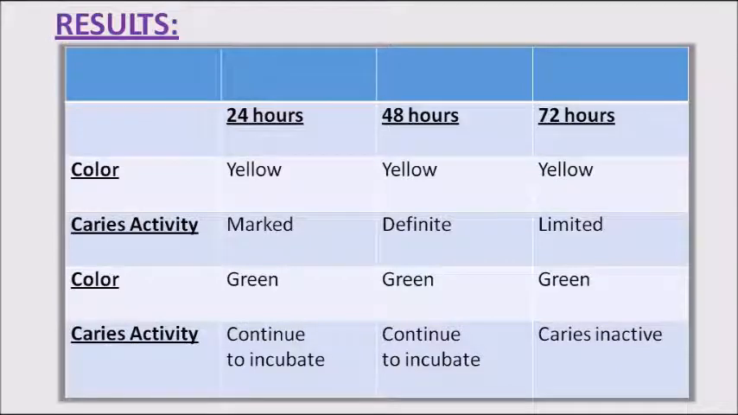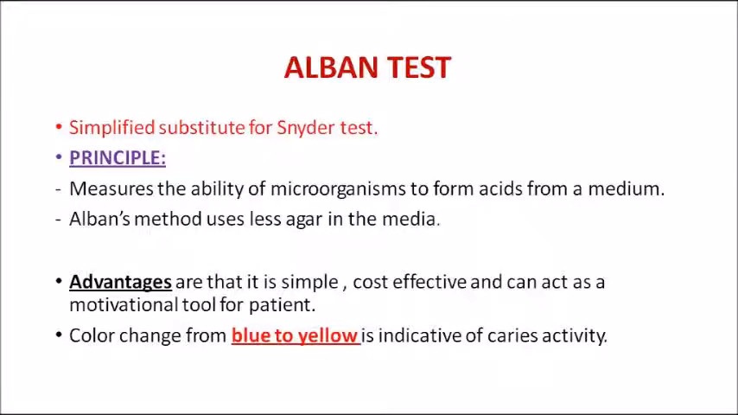So an immediate color change, within 2 hours, is marked. If the color change is yellow, it means definite, and if it is delayed, that is, if the color change to yellow is after 72 hours, that means limited caries activity. So that is what it indicates in the colorimetric Snyder test, with respect to color, the caries activity. Clear? Next, we are moving on to the Albin test.